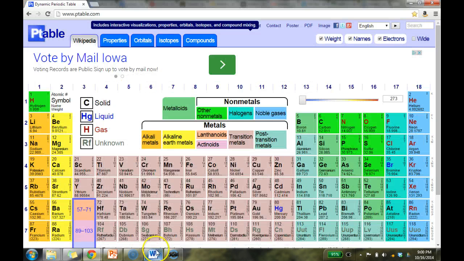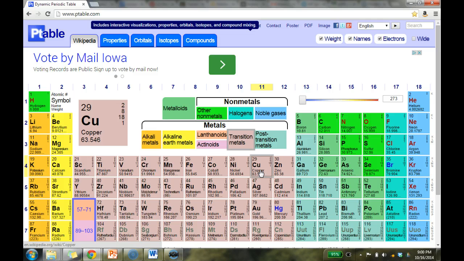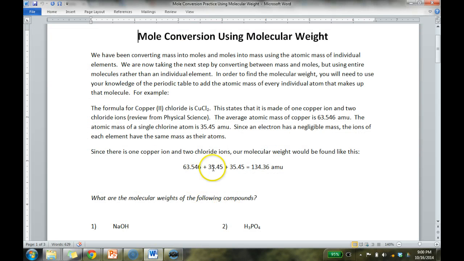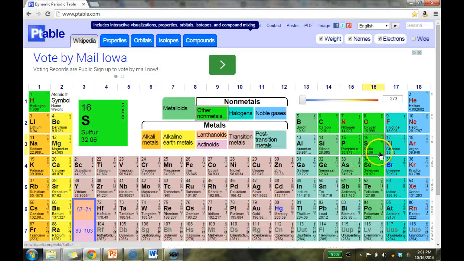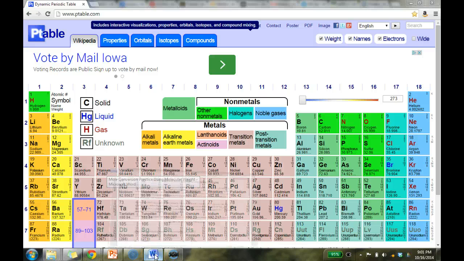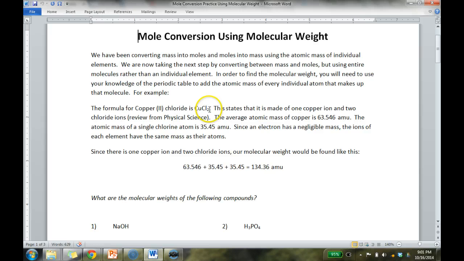If I come back here to my periodic table, here's copper, which has a mass of 63.546. Okay, so what I did is went back to my table here, and there's 63.546, so that is the atomic mass unit. But then I also need the chlorine that is involved there as well. So if I go back here, chlorine is over here, it's a halogen, and it has a mass of 35.45. So I'm going to add that to my 63.546. However, there's two of them. So I'm going to add it twice.